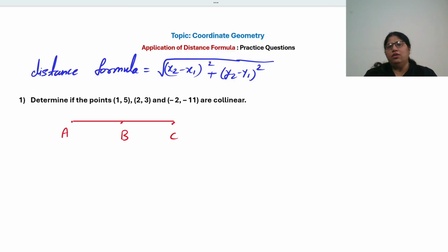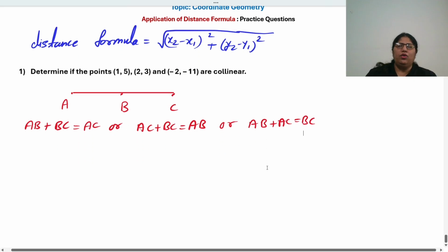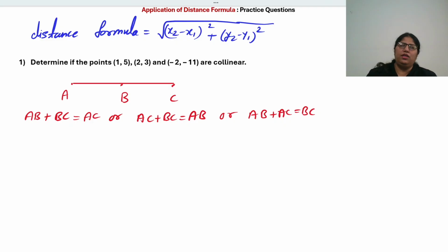Now, when you learn collinearity, you have seen that it is not necessary to decide which coordinates I keep for A, B or C. What you can check is the sum of the distances of any two lengths among AB, BC and AC, these 3 lengths. Whether AB plus BC equals AC, or AC plus BC equals AB, or AB plus AC equals BC. If the sum of two lengths equals the third length, then all 3 points are collinear.